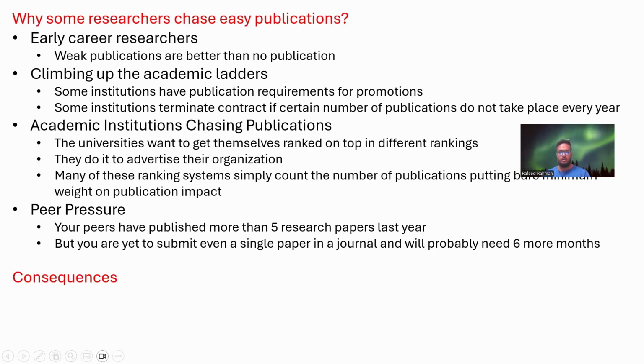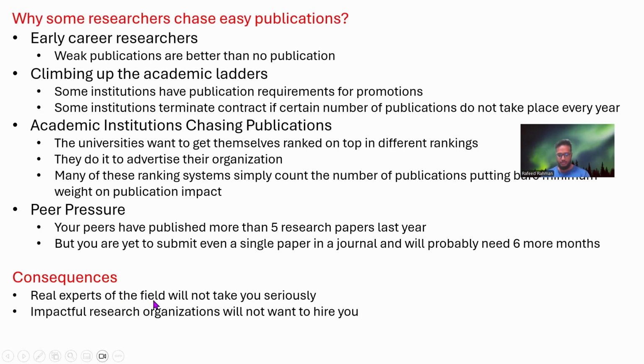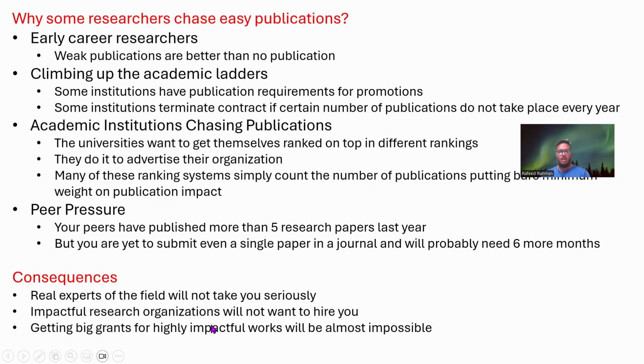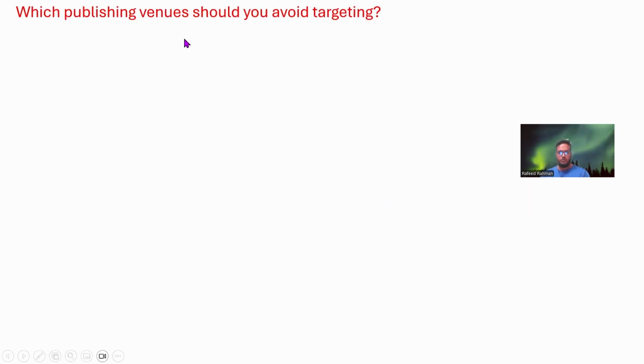So the consequences, I've already mentioned those. For example, real experts will not take you seriously. And if the research organization where you are applying to get hired is really impactful, then they will not hire you. That's for sure. And also, if you are trying to apply for big grants for some highly impactful work, you will not get it because the grant people will see the list of your publications and they will see that you don't really do deep work. And finally, as a researcher, you are not going to acquire any real skills because you are just doing the easy work. So, which publishing should we avoid targeting?